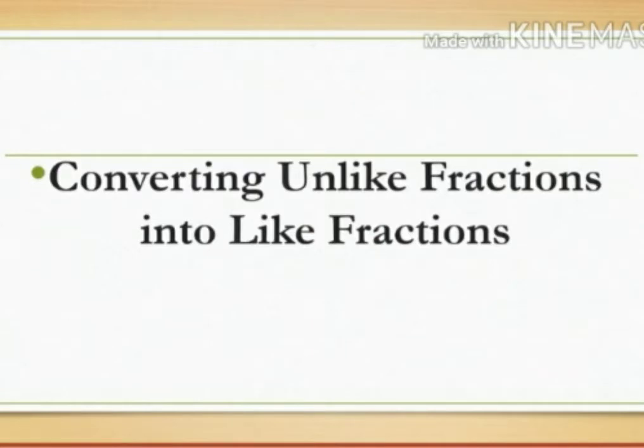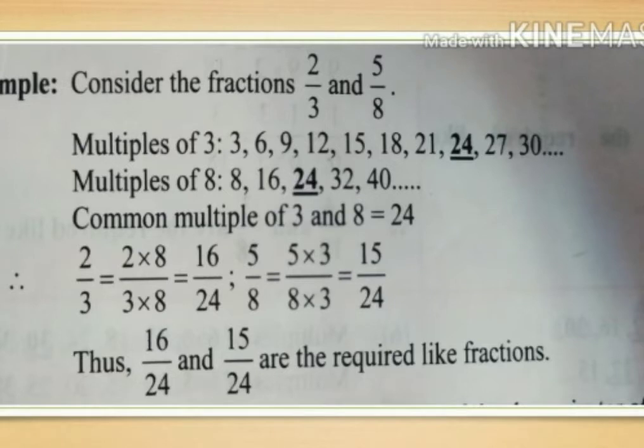Converting unlike fractions into like fractions. Now students, we will see how to convert unlike fractions into like fractions. Consider this example, 2 upon 3 and 5 upon 8. Now you can see both the denominators are different. So to convert into like fractions, we have to make both the denominators the same. For that, take both the denominators and find a common multiple of the denominators of both the fractions.